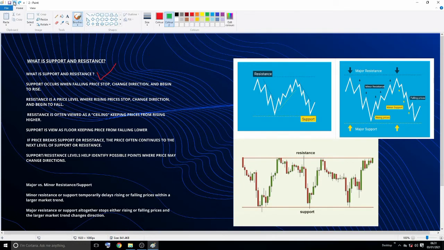So support and resistance levels help identify points where price may change direction, right?